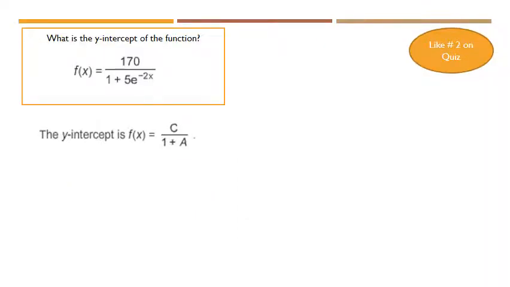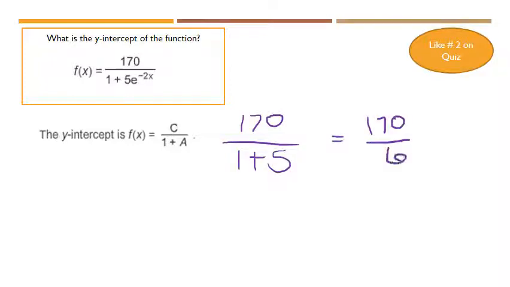All right, so here's another example that's just like number 2. You're trying to find the y-intercept, so you're going to have C divided by 1 plus A. That's your formula you need to have written down. And your C is 170, divided by 1 plus your A, and that's 5. So that's 170 divided by 6.